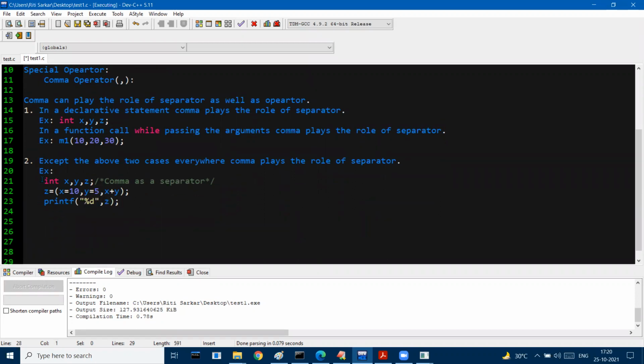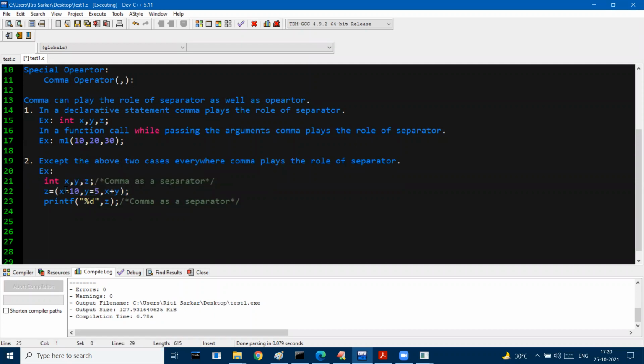Observe carefully. First line, comma is a separator. Printf is a function call, guys. Whenever you call a function, the things that you pass inside the brackets are in some sense arguments. So here also a comma is there. What role is comma playing here? Already we mentioned in a function call, comma plays the role of separator. So in the first line and third line, comma plays what role? Separator. Sir, in the second line also comma is visible.